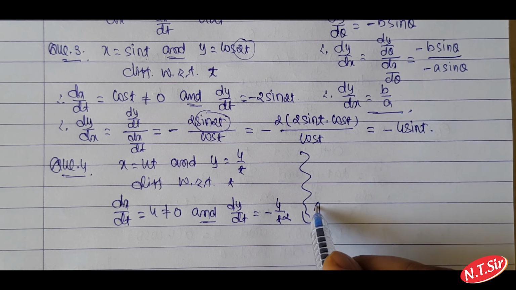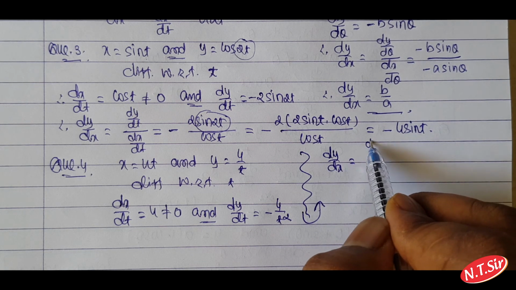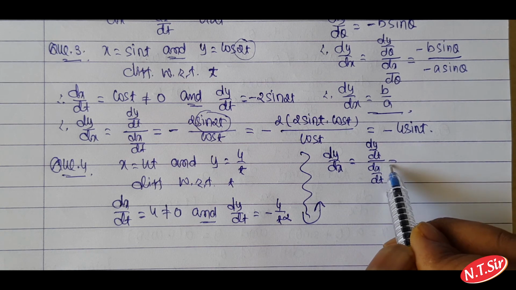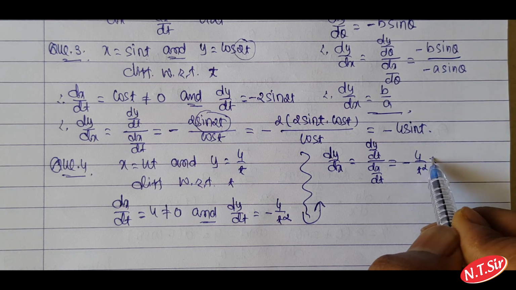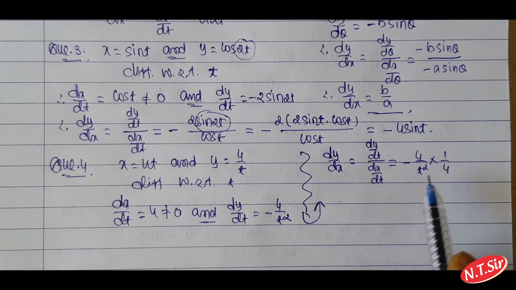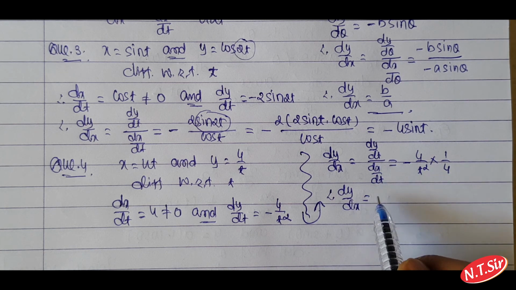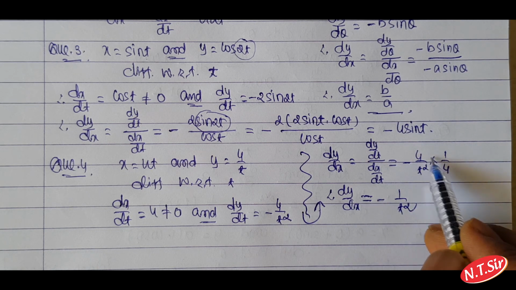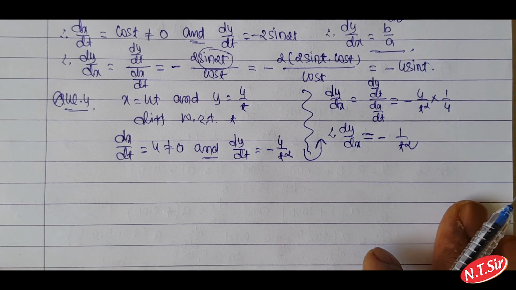So what will the derivative of this be? The derivative of this, that is dy by dx, is equal to dy by dt upon dx by dt. So dy by dt is minus 4 upon t square into 1 upon dx by dt, which is 4. So the answer will be dy by dx is equal to minus 1 upon t square, as 4 cancels, right? And the next question is question number 5.